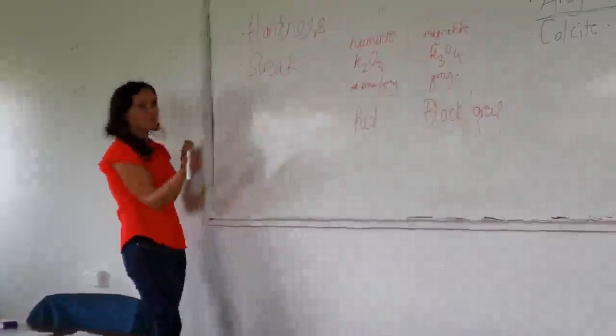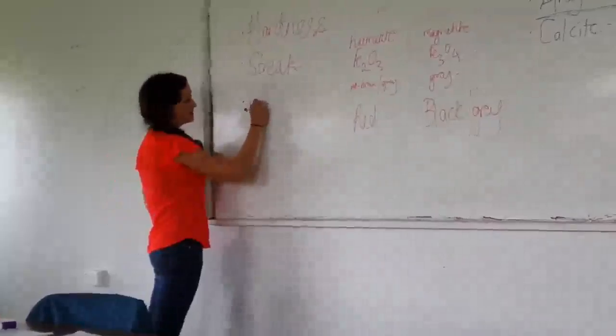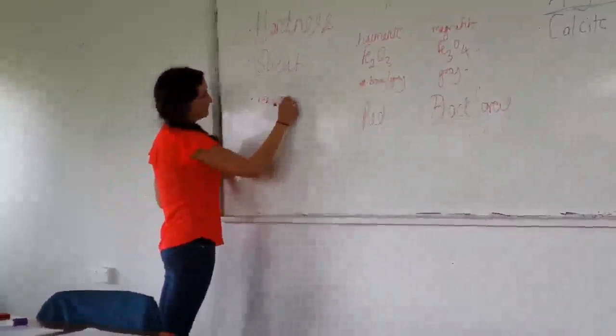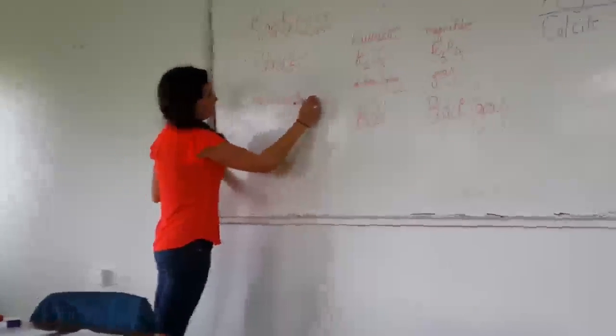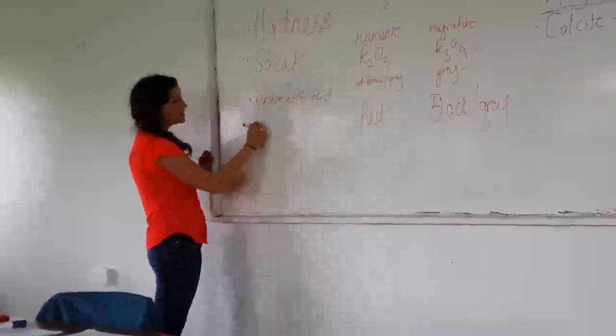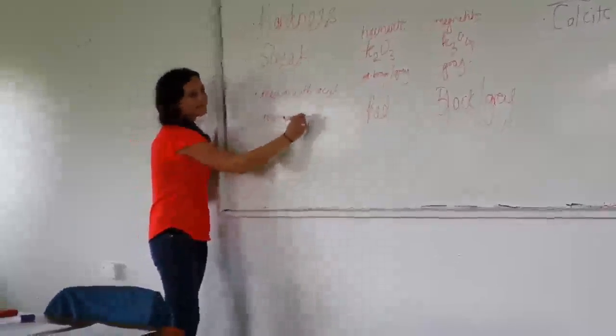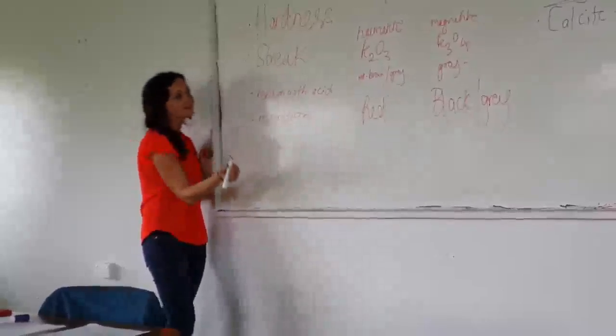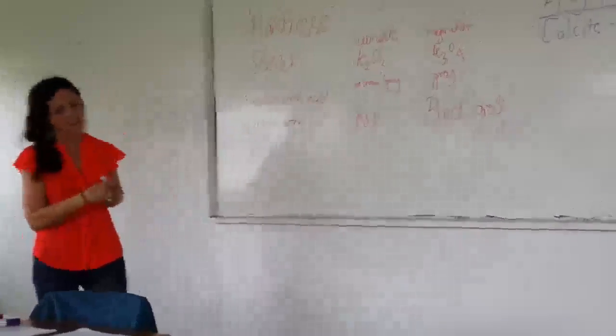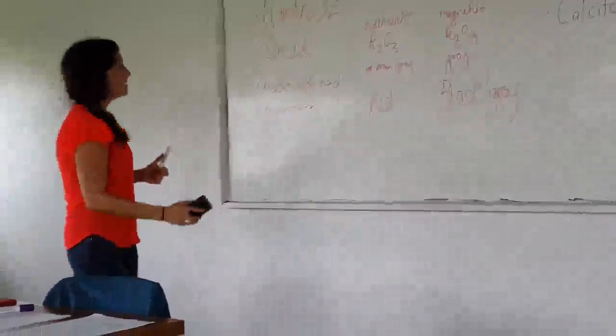And then we have other properties like reaction with acid, magnetism, but this is only really useful for one mineral, so for all else of the minerals it's not that useful. The example I gave you in the question is 2 clear crystals.